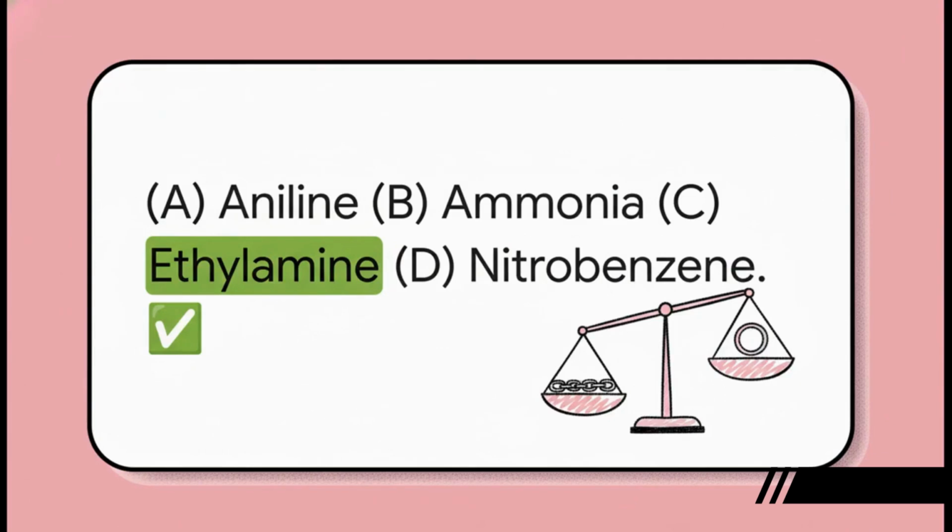Question 1. Which of these is the most basic compound? Your options are aniline, ammonia, ethylamine, or nitrobenzene. Pause the explainer now and lock in your answer. Okay, you got it? The correct answer is C, ethylamine. Why? It's our chain molecule. It has that helpful electron-donating group, which makes it the strongest base among these options.